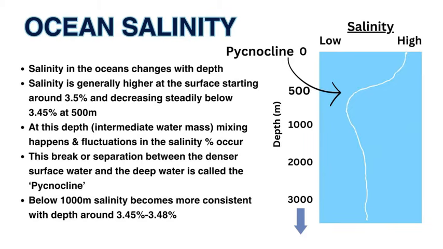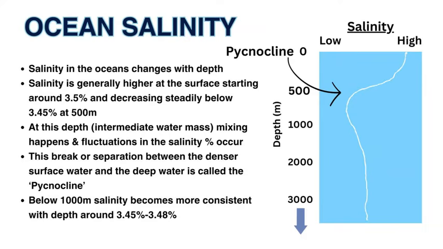So as you go down in depth, the salinity is going to decrease down to around 500 meters below the ocean surface, and then it's going to start to level off and become more consistent and actually get slightly more salty as you go down into the depths of the ocean, down into 1,000, 2,000, down to 4,500 meters, where it becomes more consistent. And this is called the halocline.